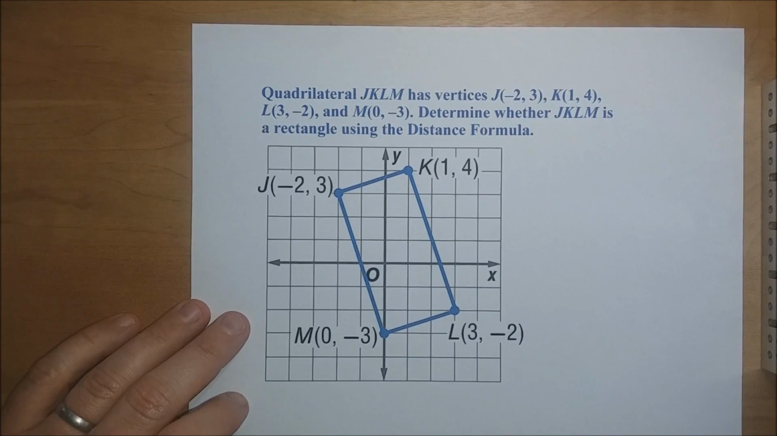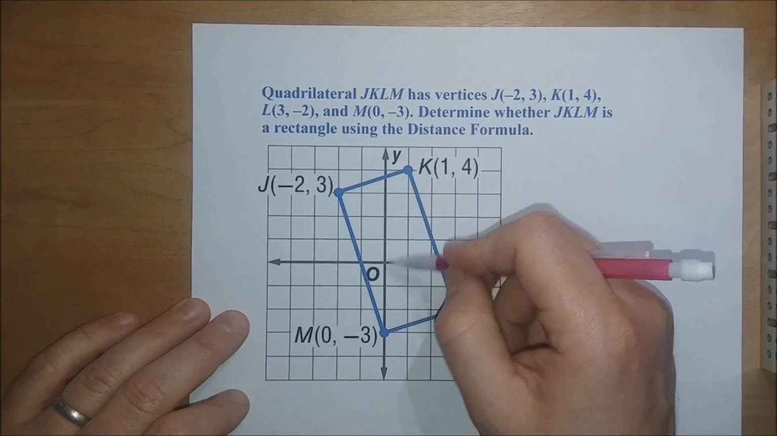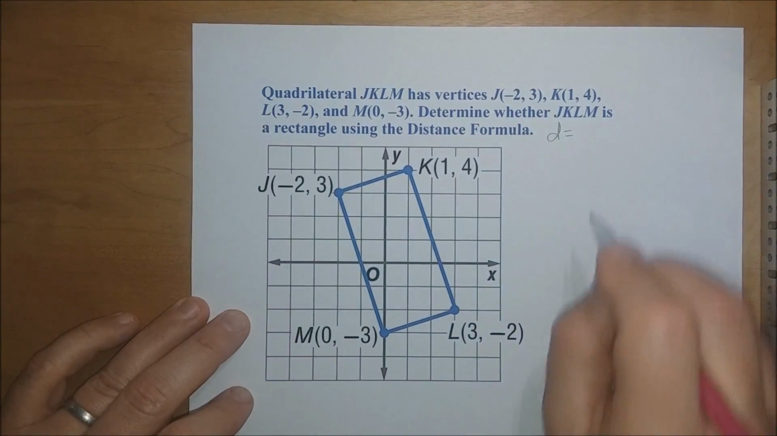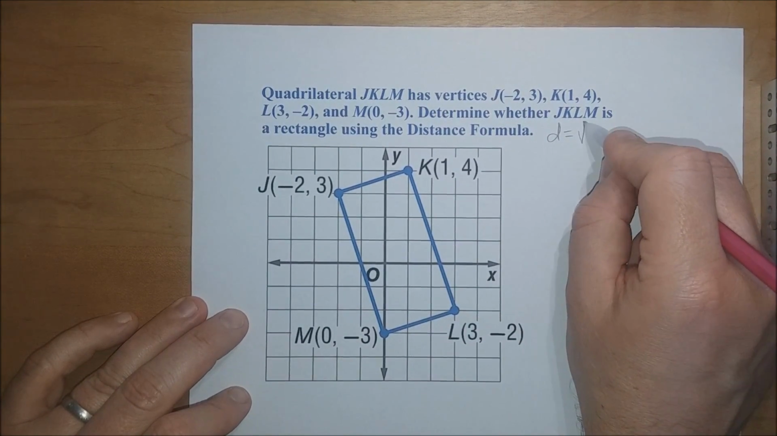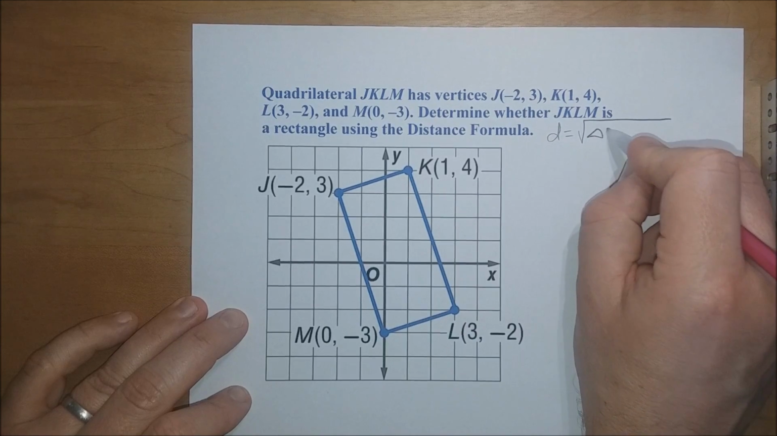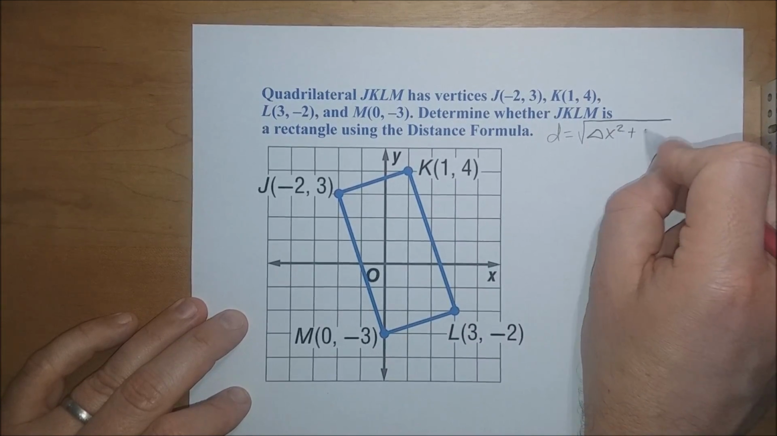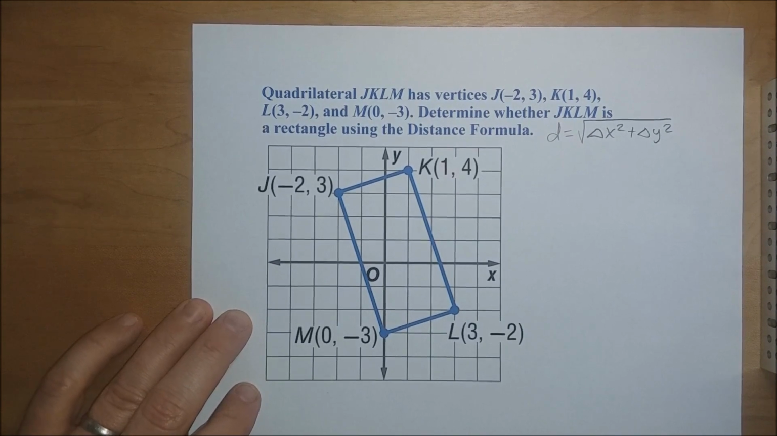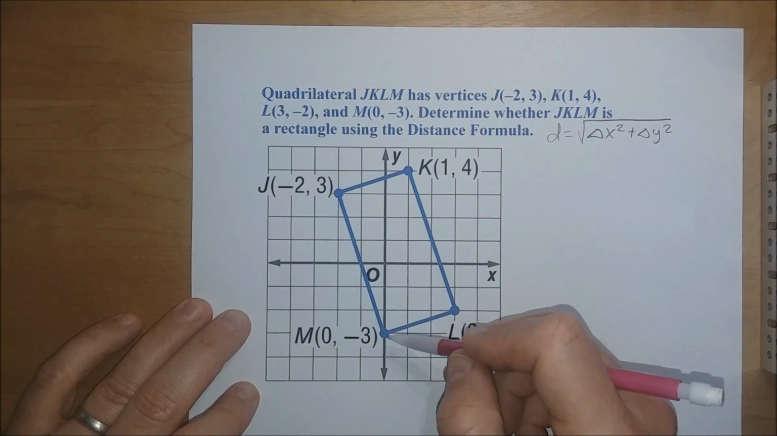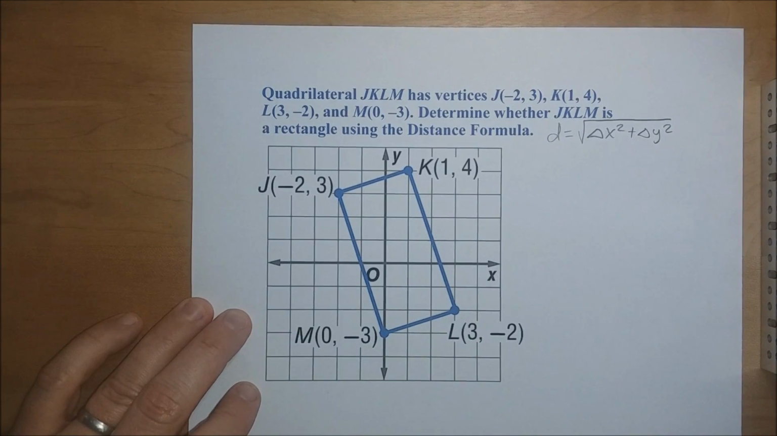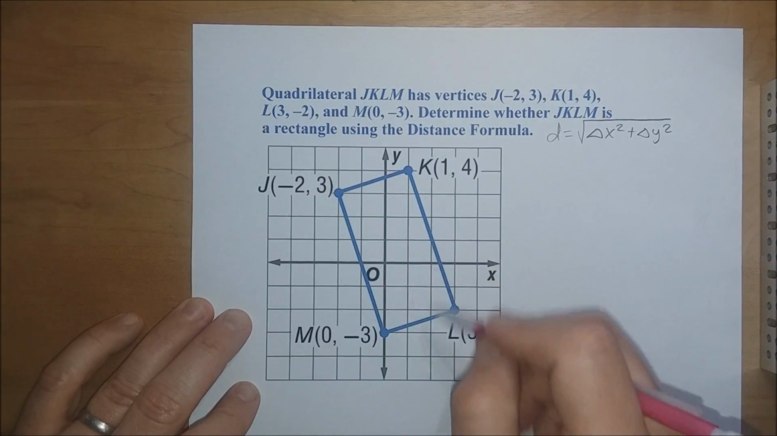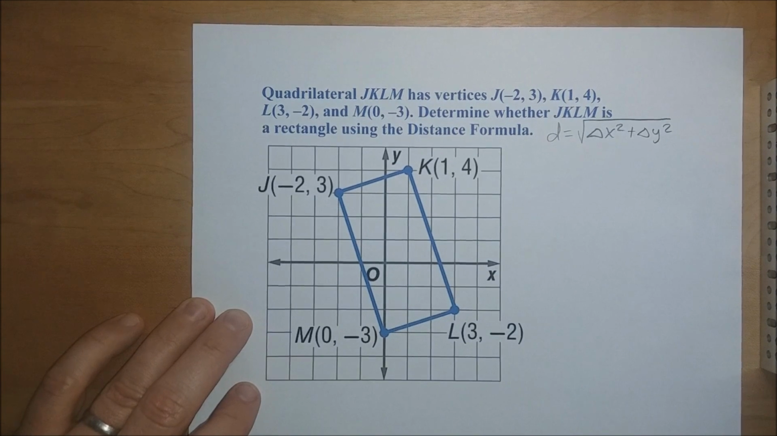Okay, so I could jump right in and draw these diagonals and use our distance formula. Remember, the distance between any 2 points equals the square root of the change in x squared plus the change in y squared. But what if it's not a parallelogram? Wouldn't I be wasting my time? I might inadvertently conclude that it's a rectangle when it's a trapezoid.